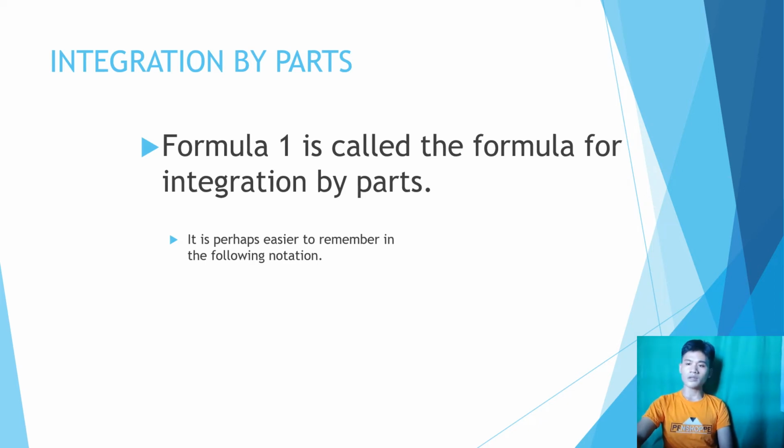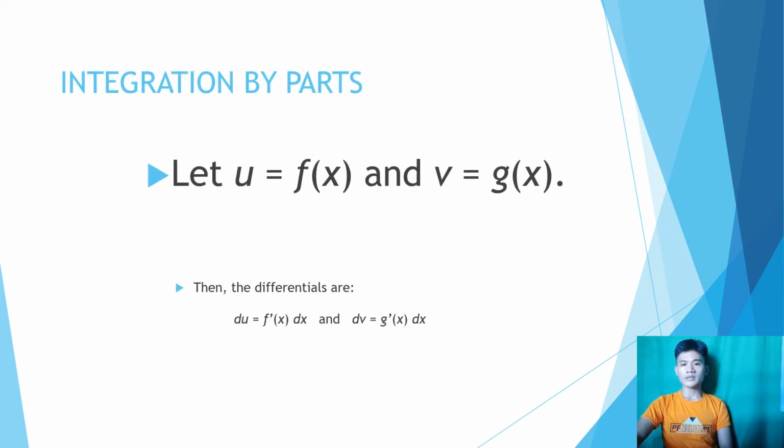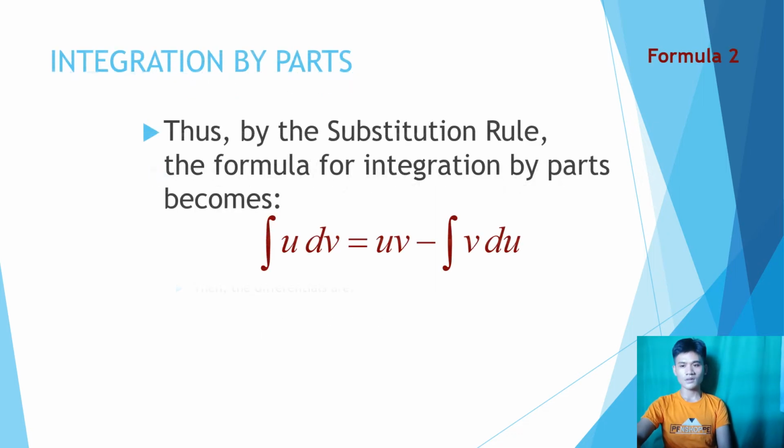So we have another formula, as we use U substitution. Let u be equal to f of x, and v be equal to g of x. Then the differentials are du is equal to f prime of x dx, and dv is equal to g prime of x dx. So we have this second formula, the substitution rule: the integral of u dv is equal to uv minus the integral of v du.